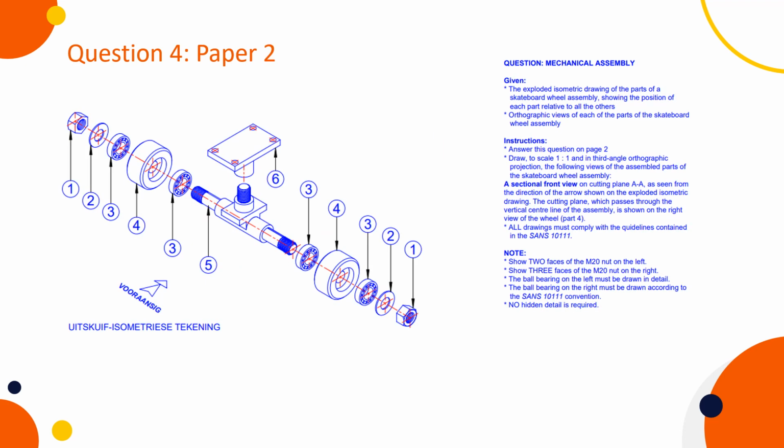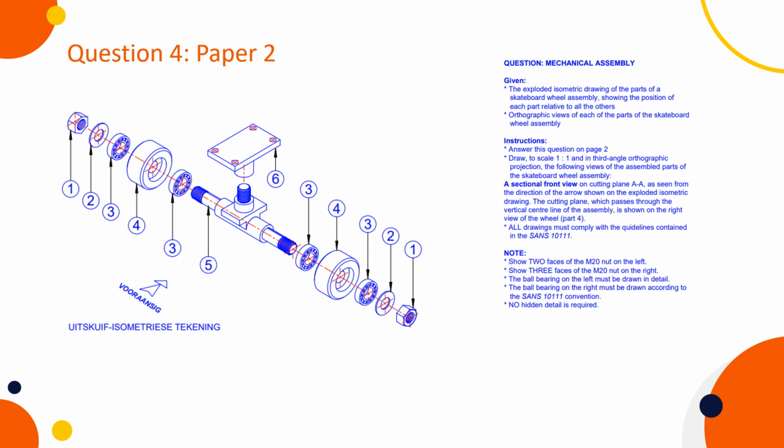Then question 4 for paper 2 is mechanical assembly. Same thing with the civil, a lot of detail is given. Okay, so this is an exploded view and it gives you the front view. Then from 1 to 6, for each of the parts, we give you a front or a side view or front or top view with all the measurements necessary to draw it.